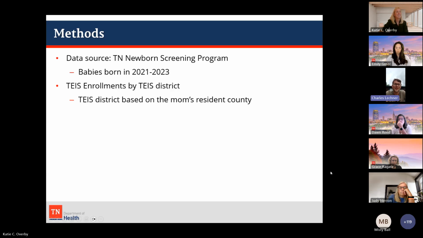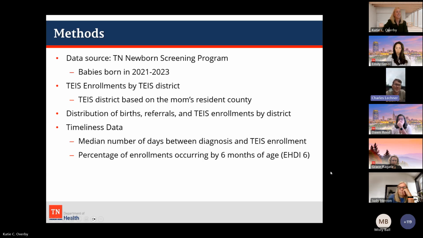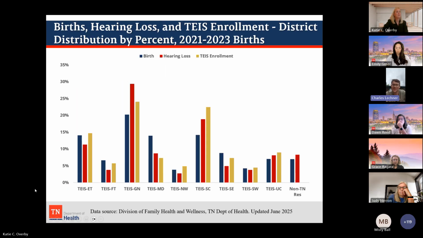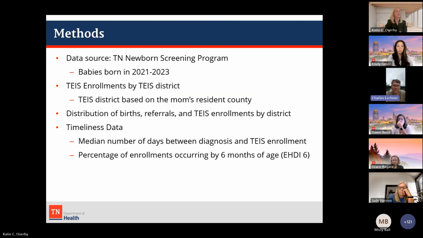Hello, everyone. Thank you, Katie, so much. So I'm going to hop in here and share some Tennessee specific data. Katie shared a little bit of that nationwide data. You can leave it here. Yeah, that's perfect. So we're going to share some Tennessee specific data. I'm mainly going to focus on some TEIS and early intervention and enrollment specific data, since that's what we're concerned about when it comes to education and hearing. So this data is coming from our newborn screening program.